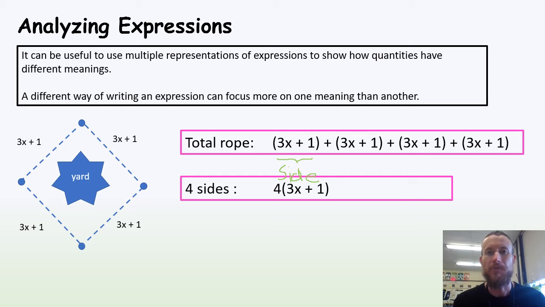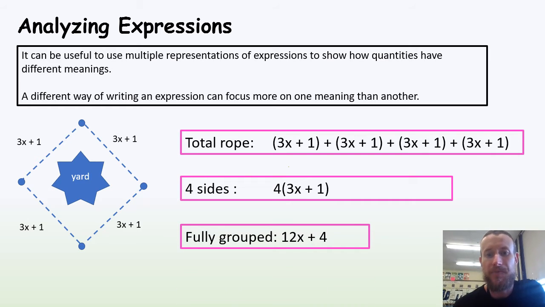Now, if we were to show that using multiplication, then we would say, okay, I have 4 sides, and each of them is 3x plus 1. So 4 times 3x plus 1 is a representation using the idea of 4 sides, each side being 3x plus 1.